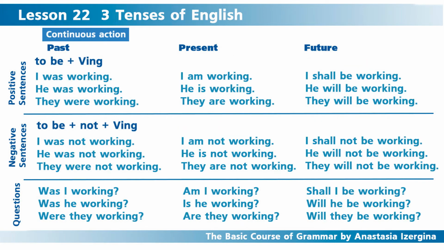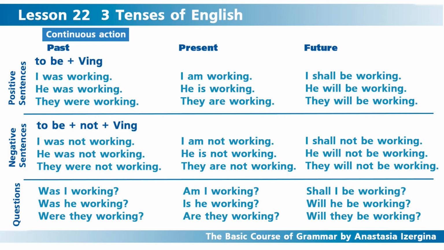Next. Continuous action in past, present, and future tense. First, let's start with the formula of positive sentences. Here, we are going to use the to be verb as an auxiliary verb plus the main verb with ing ending. So that means if we use this formula for past tense, the to be verb will be was or were. In present, that's going to be am, is, or are. And in future, that's going to be shall be or will be.